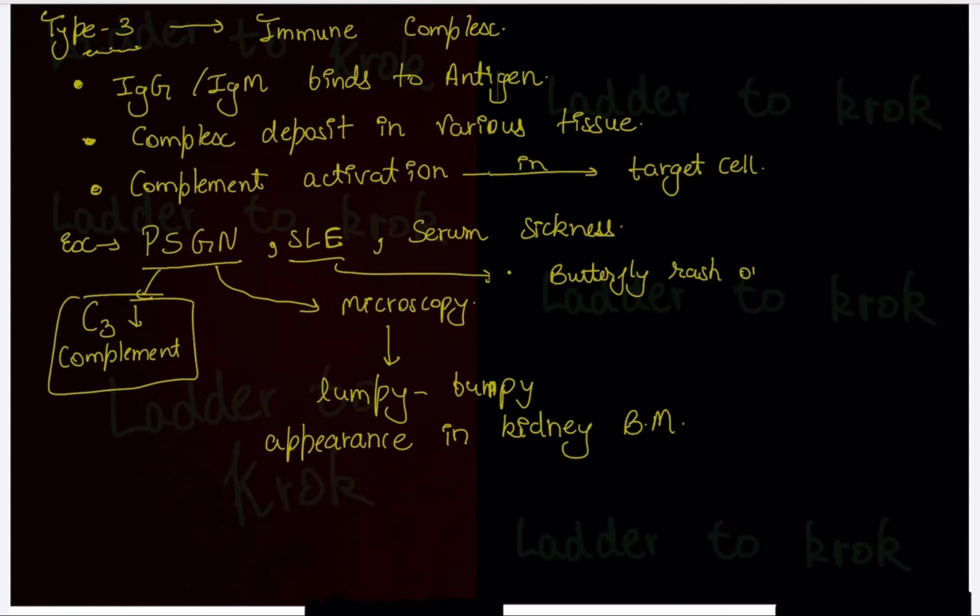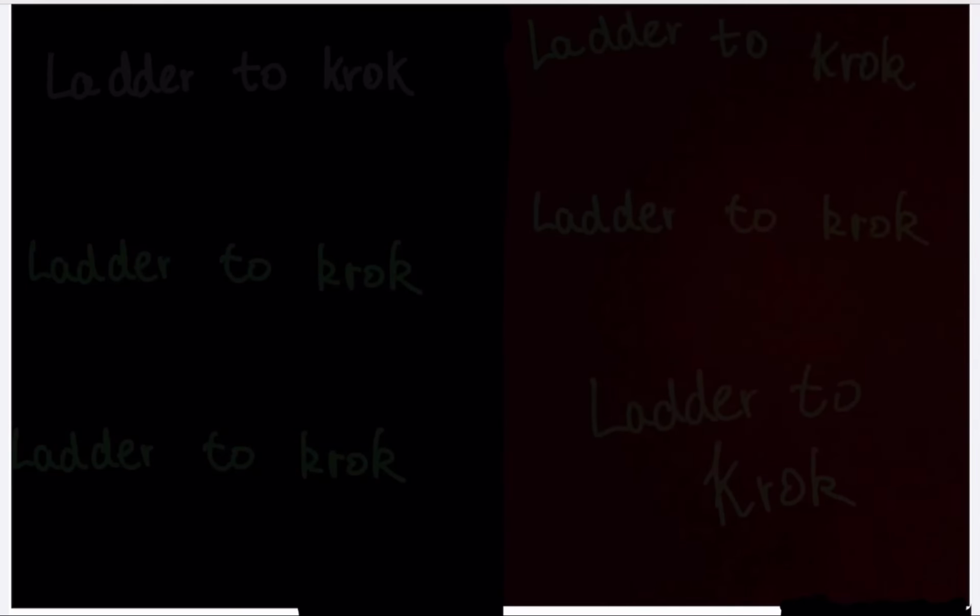Butterfly rash on face. And you will also see wire loop kidney. Okay, this is type 3 hypersensitivity, or immune complex type of hypersensitivity. Now let's come to type 4 hypersensitivity.